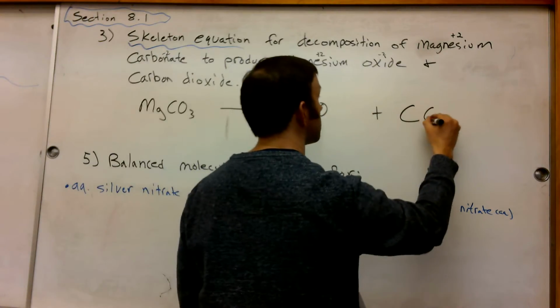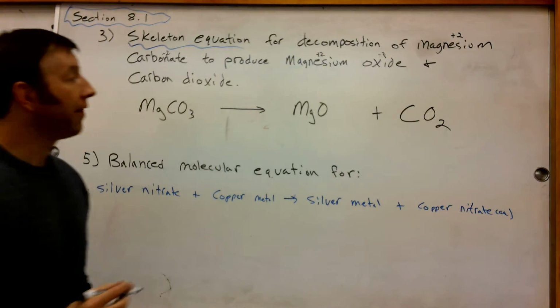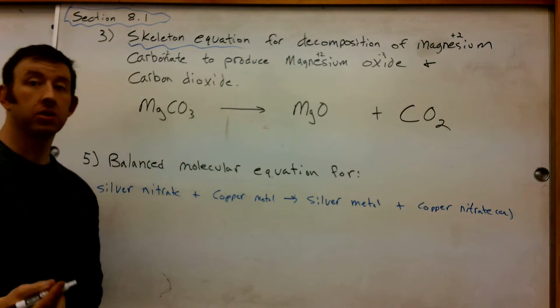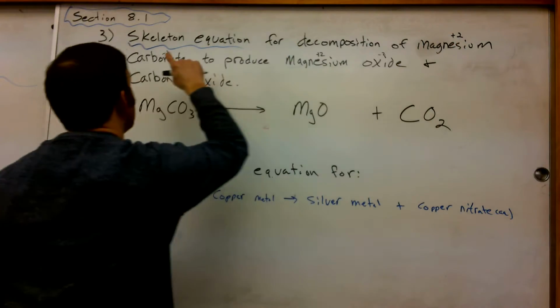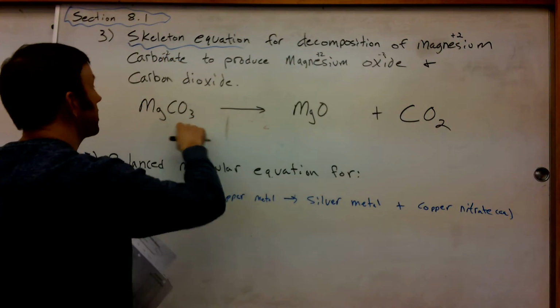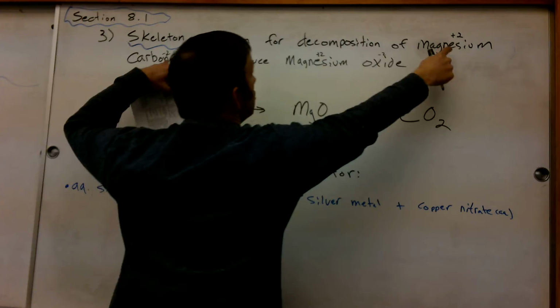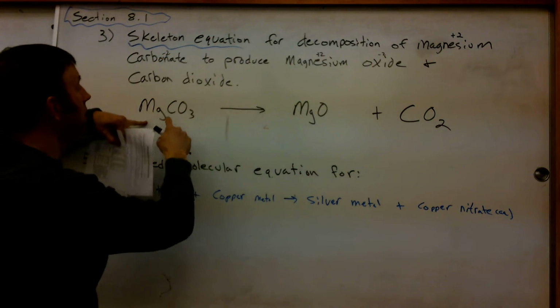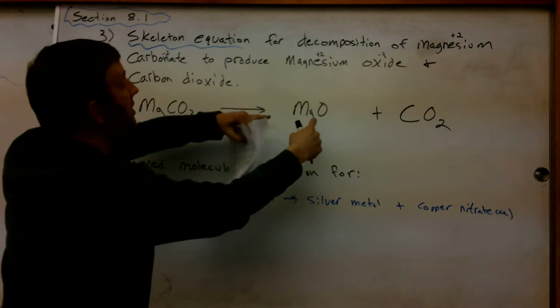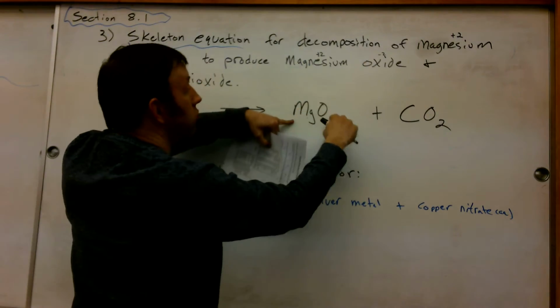Dioxide needs 2 oxygens. All right, there is our skeleton equation. Again, I take the charges I know and use that to produce my formula. They're both 2's, so it's just 1 of each. Plus 2 minus 2 makes 0, so 1 of each there. Magnesium oxide, plus 2 minus 2, so 1 of each.